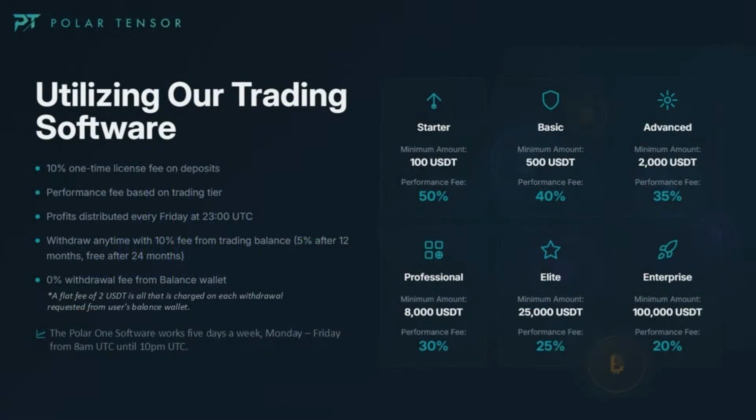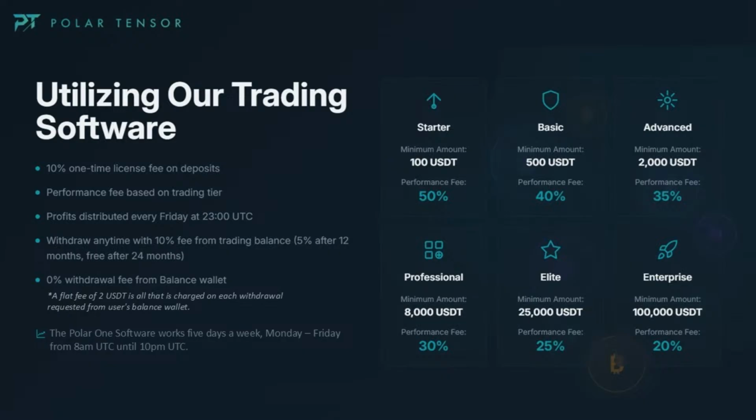Accessing Polar One is streamlined and fully automated. After enrollment, users only need a minimum of 100 USDT to activate the software. A one-time 10% license fee applies to each deposit. The 10% license fee activates the software, while 90% of each deposit is allocated directly to the user's account balance for trading. Polar Tensor applies a performance fee based on account tiers.